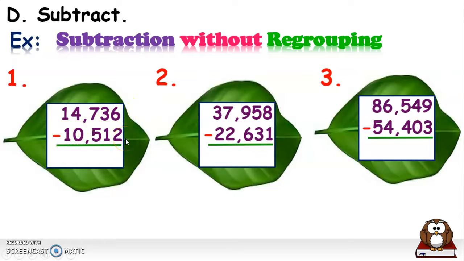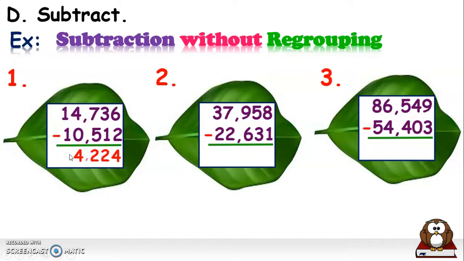The answer is 4. Next, we have to go and subtract the digits from tens place. That's 3 minus 1. The answer is 2. Now for hundreds place, it's 7 minus 5. The answer is 2. We now move on to thousands place. That's 4 minus 0. The answer is 4. And 10,000s place, 1 minus 1 is 0. You don't need to write 0 anymore before the number 4.